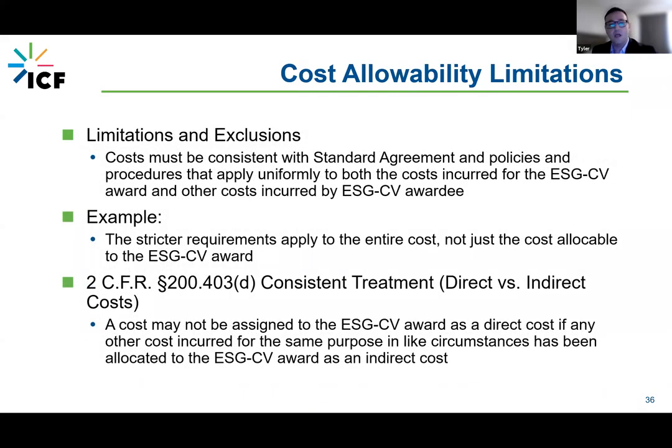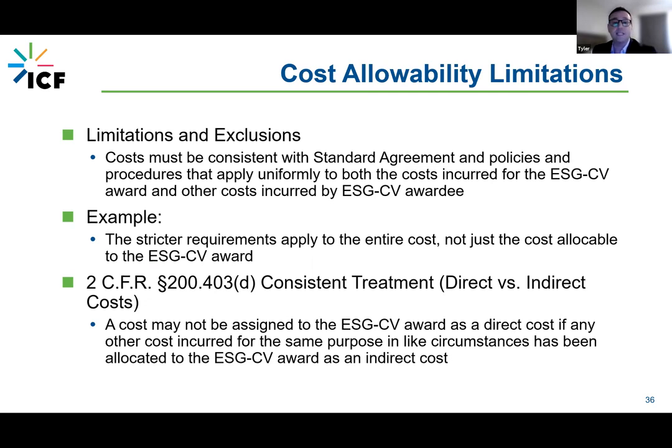Costs must also be consistent not only with the standard agreement, but also the policies and procedures that apply uniformly to both the costs incurred for the ESG CV award and other costs incurred by ESG CV grantees. For example, if the state per diem allowance for travel exceeds the federal per diem limits, then the stricter requirements apply. So in this case, the federal per diem limits are stricter and therefore prevail.